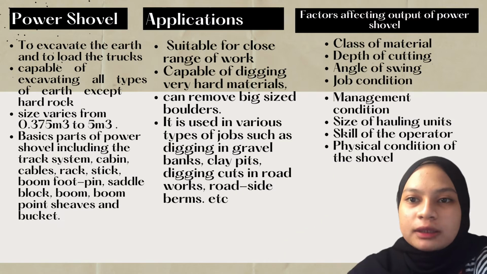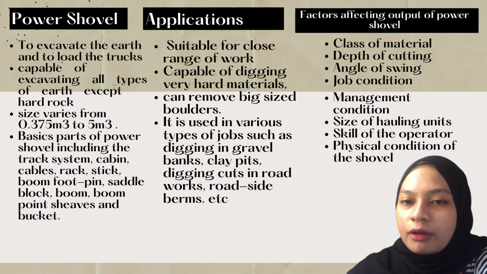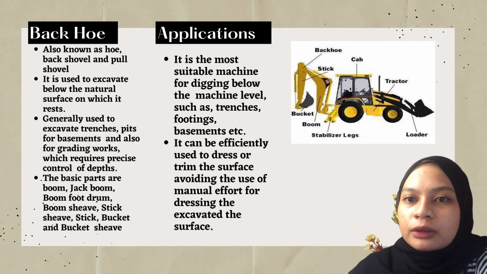Power shovel is used to excavate the earth and to load the truck, capable of excavating all types of earth except hard rock. Backhoe, also known as hoe, back shovel, and push shovel, is used to excavate below the natural surface on which it rests.